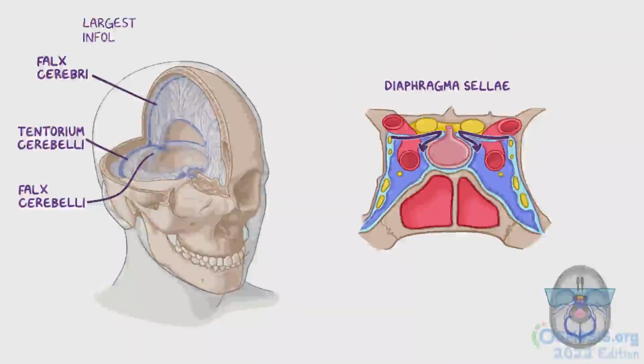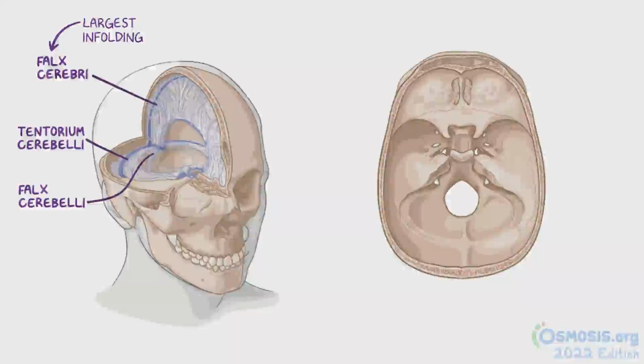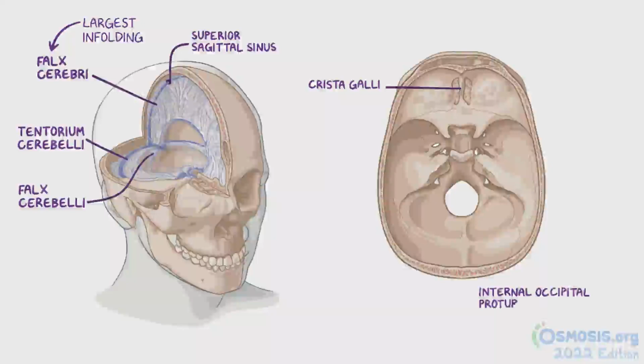The largest dural infolding is the falx cerebri, which lies in the longitudinal fissure and separates the two cerebral hemispheres from each other. It attaches anteriorly to the frontal crest of the frontal bone and the crista galli of the ethmoid bone. It contains the superior sagittal sinus in its fixed superior margin and attaches posteriorly to the internal occipital protuberance, where it also blends with the upper surface of the tentorium cerebelli.